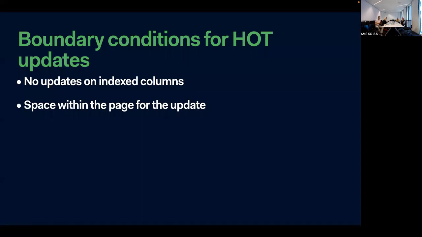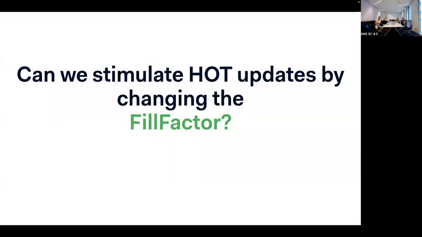So these are the 2 boundary conditions for hot updates. You need to update only non-indexed columns, and we need space within a single page to accommodate the hot update. The first boundary condition is not something we can control. Of course, we can drop indexes, but these indexes are probably there for a good reason. But we can influence the space within a page to accommodate hot updates. How do we do it? Well, we can change the fill factor for a page.